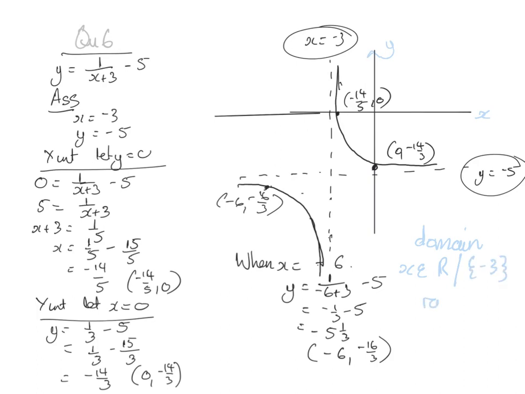And the range, if you look at it that way, for the range, again, it's all real numbers, and the only value it can't take is minus 5. So y is an element of real numbers, excluding minus 5.